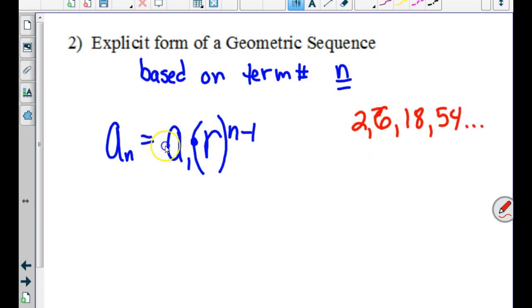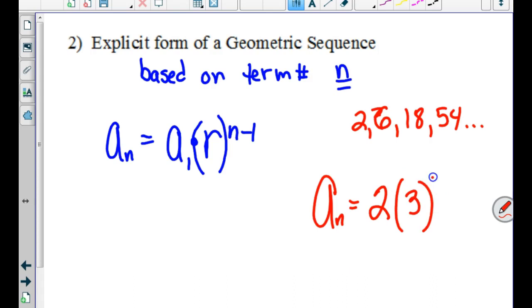Okay. So how would we write that in explicit form? a sub n equals... yes, explicit means you leave the n in. Now, huge question. Please don't miss this. Can you do 2 times 3 is 6? No. Okay, so don't do that ever. Leave it like this.